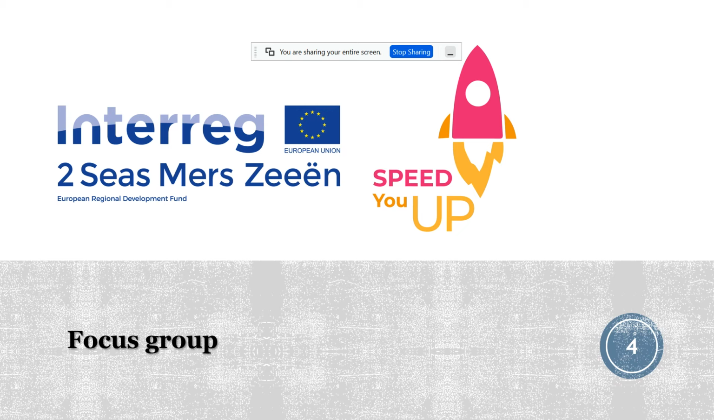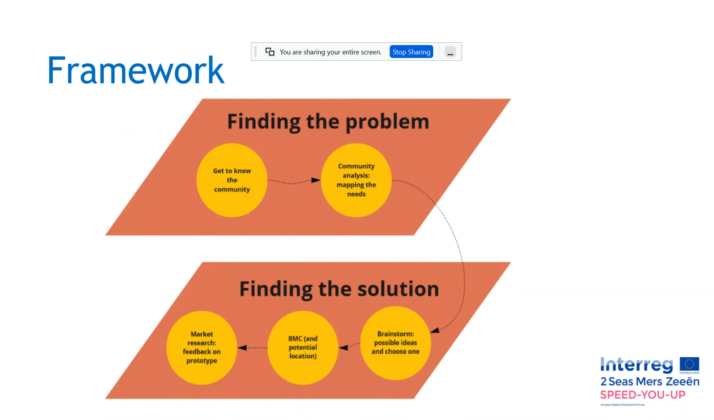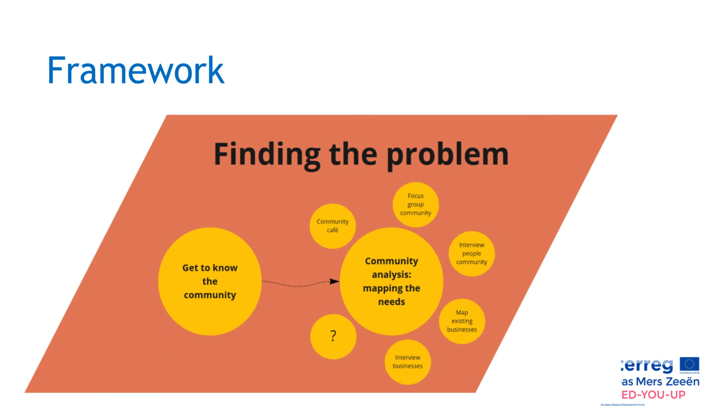This one will tell you a little bit more about doing a focus group and how you can use a focus group to learn more about the needs of the community. As we have seen before, the community analysis has two big blocks. First, you have to find a problem and then you have to find a solution. Doing the community analysis and mapping the needs of the community is part of the first block, so finding the problem, and one of the methods you can use to find the problem and to analyze the needs of the community is doing a focus group with people from the community.